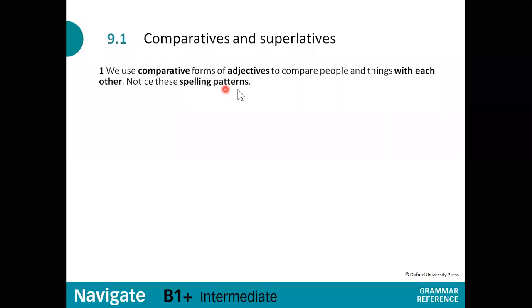Notice these spelling patterns. We use adjectives in their comparative forms to compare two people with two other people, for example, or one person with another person, and maybe things with things. And while writing these comparative adjectives, there are some spelling patterns, and you should be aware of them.